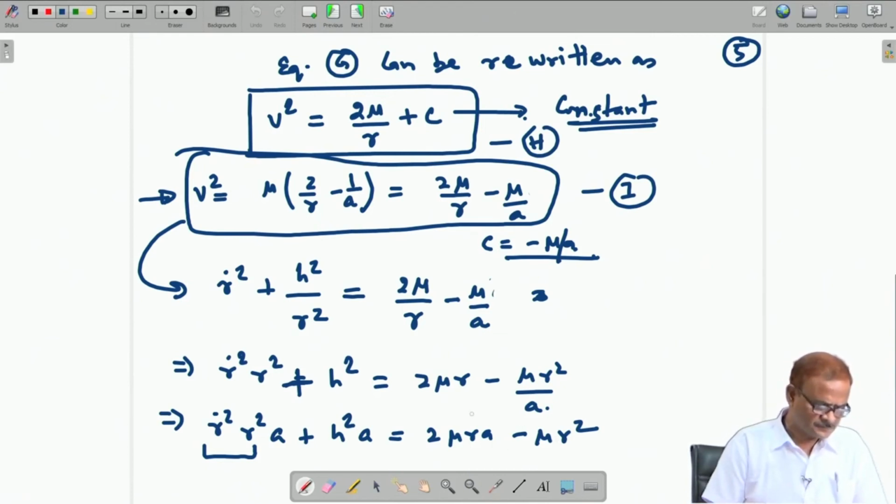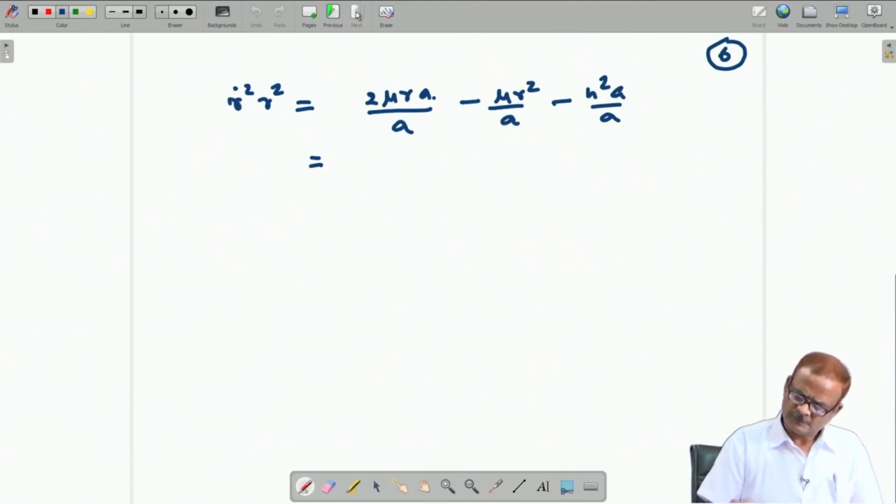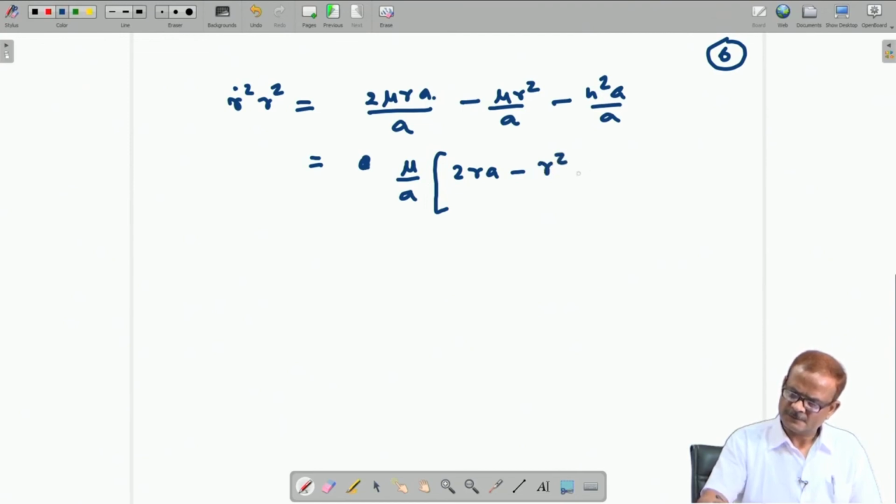This is fine. A we will take outside, and mu also we will take outside. So, mu by A, as it is required in the problem. So, 2 r A minus r square, and here this is given to be mu, we are taking it outside.